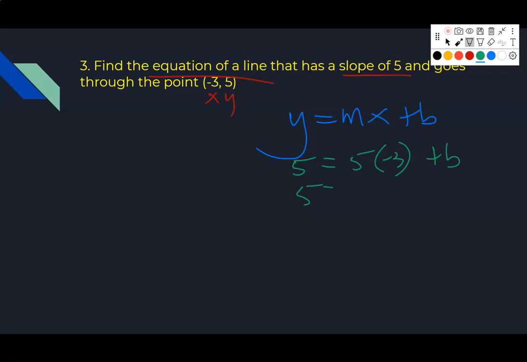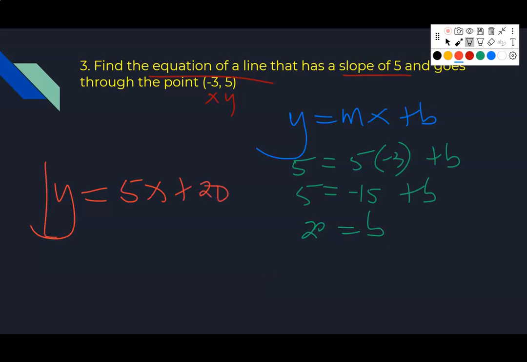5 times -3 is -15 plus b. If we add 15 to both sides, that is going to be equal to 20. So that is our y-intercept. And using the slope-intercept form, we can write our equation of a line. y equals, slope is 5x, and the y-intercept 20.